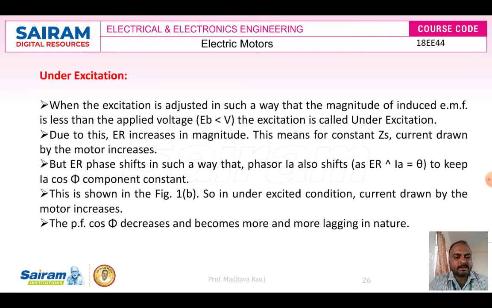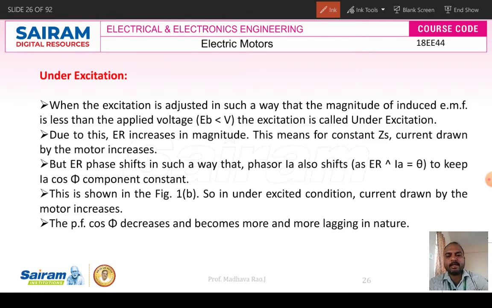So, when the excitation is adjusted in such a way that the magnitude of induced EMF, here we are considering EB, is less than the applied voltage V or supply voltage V, the excitation is called under excitation. Under excitation means the induced EMF is less than the applied voltage or supply voltage.